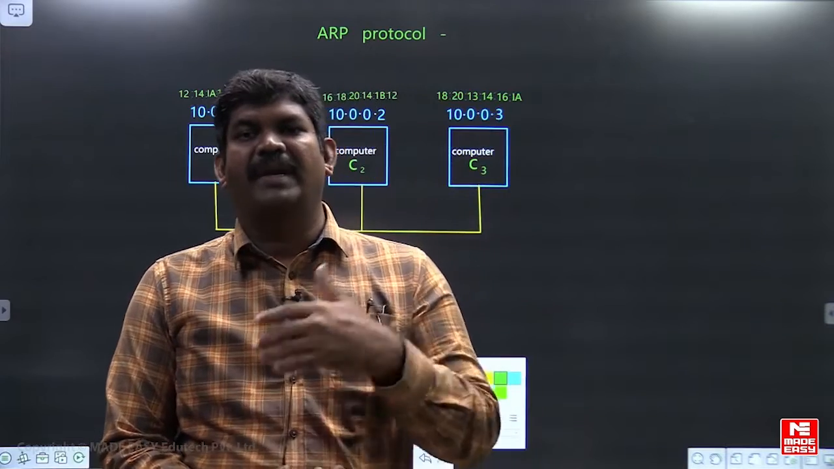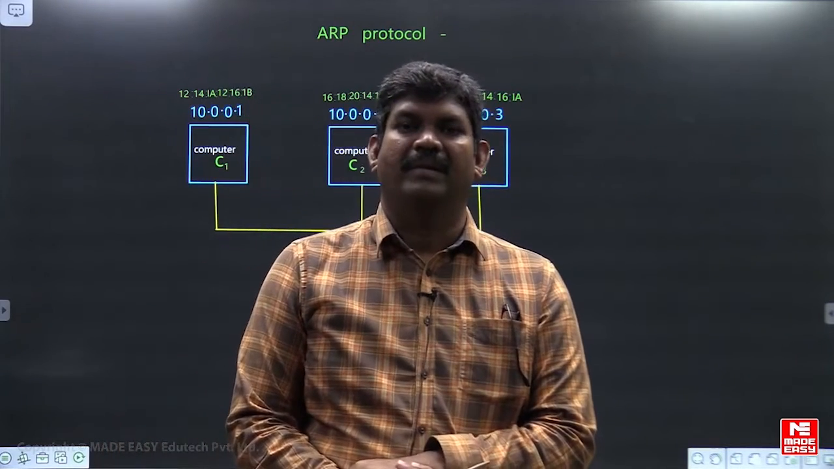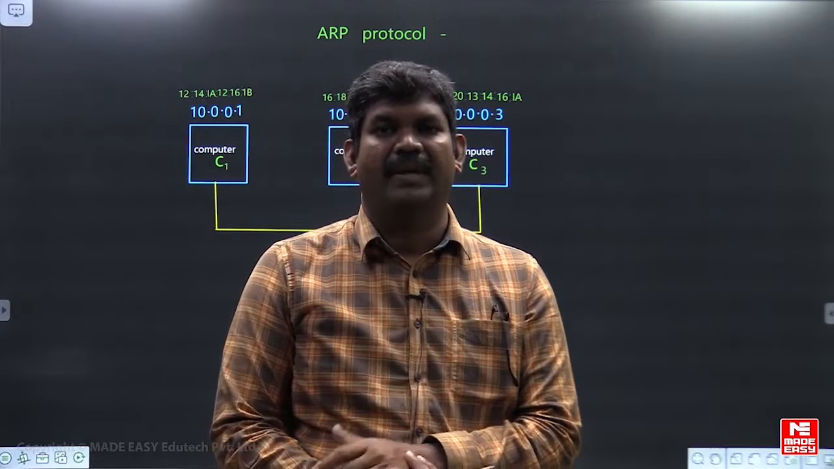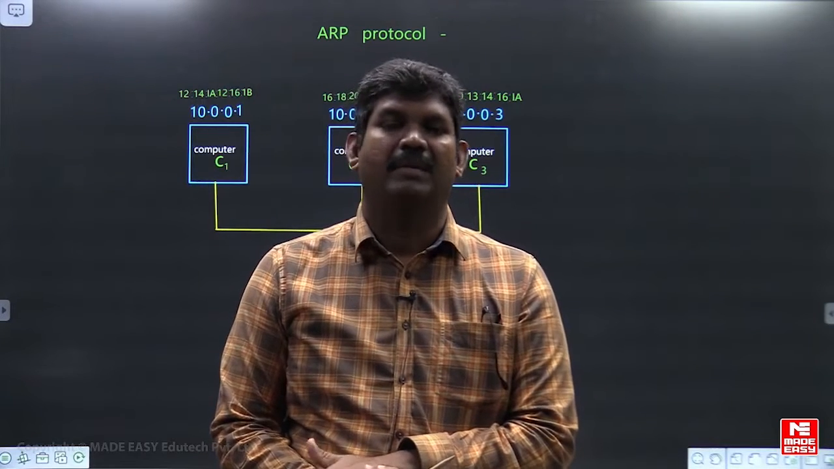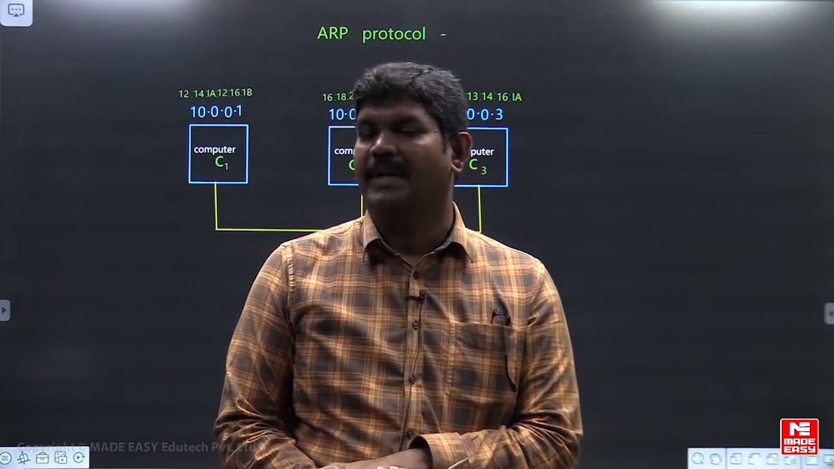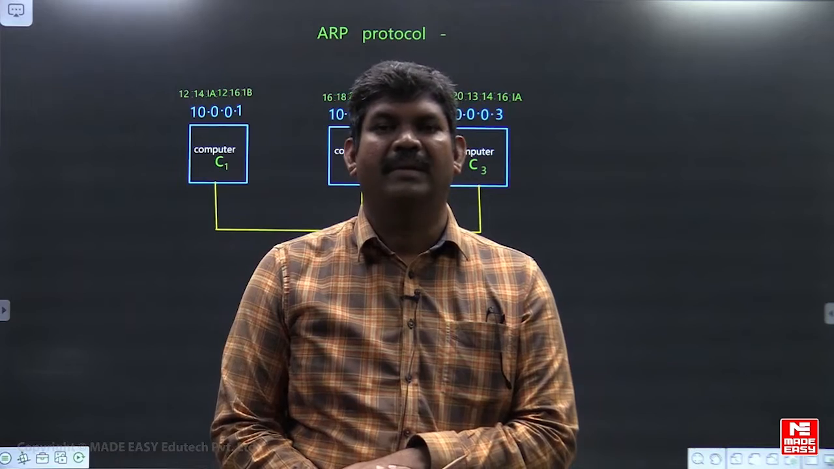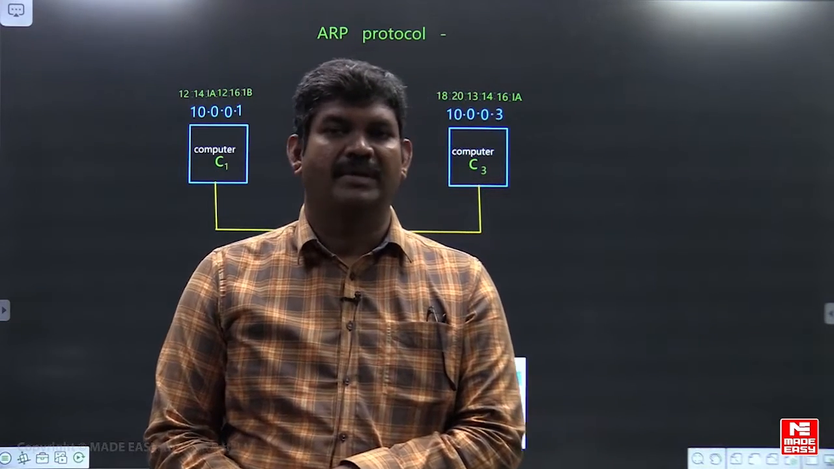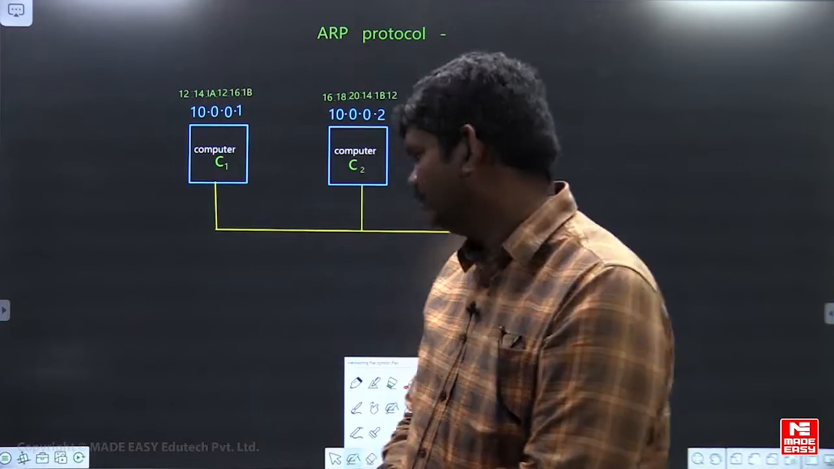After understanding this, finding the MAC address, then what are the different types of attacks? You can also call it an ARP spoofing attack. Sometimes you can also call it the man in the middle attack. So these things we are going to cover in this topic. Okay, fine.